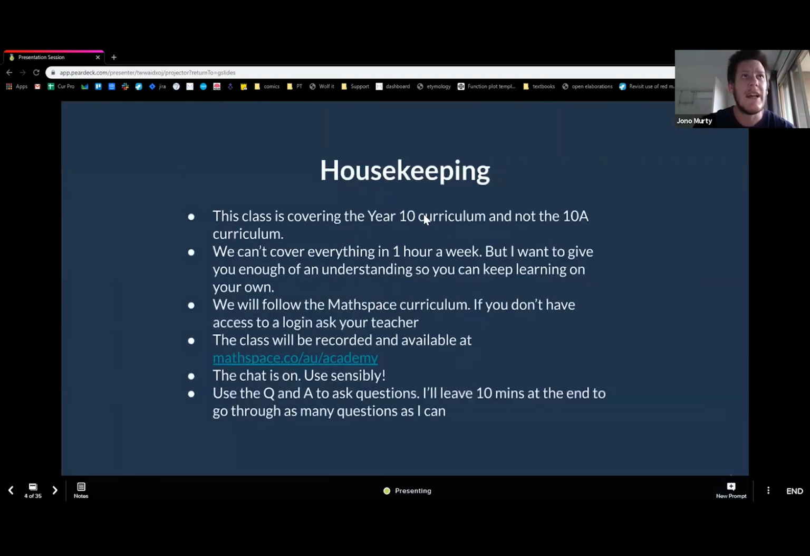Okay, just quick housekeeping. This is covering the year 10 curriculum, not the advanced curriculum, but in this topic it's the same anyway. Won't be able to cover everything. Let me know if you think we need to go over some easier stuff or some harder stuff.